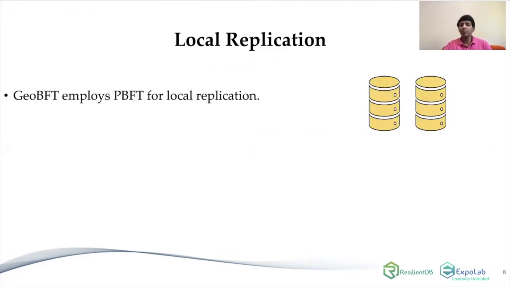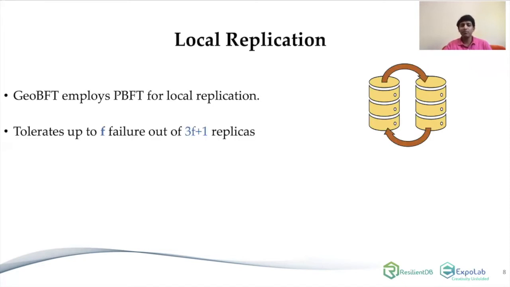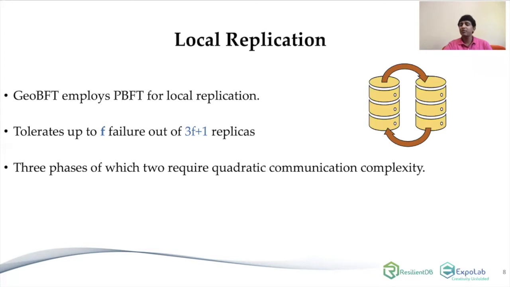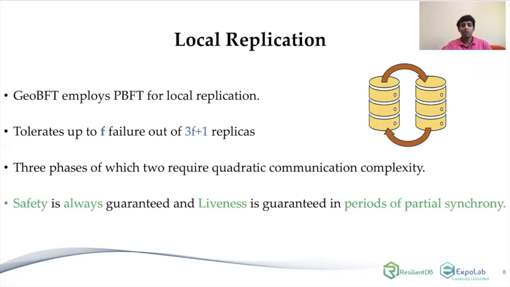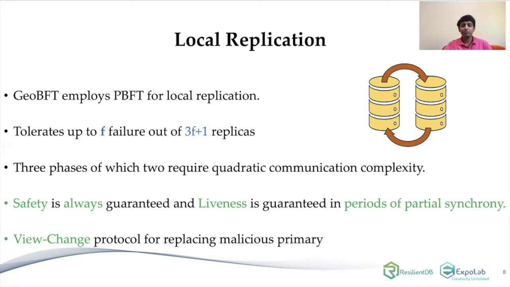For that, we employ the PBFT protocol, the first practical BFT protocol. PBFT assumes that in a system of 3f plus 1 replicas, at most f replicas could be Byzantine. PBFT requires three phases, of which two require quadratic communication complexity. In PBFT, safety is always guaranteed, while liveness is guaranteed only in periods of partial synchrony. PBFT also provides a mechanism for replacing a malicious primary, which is called the view change protocol.